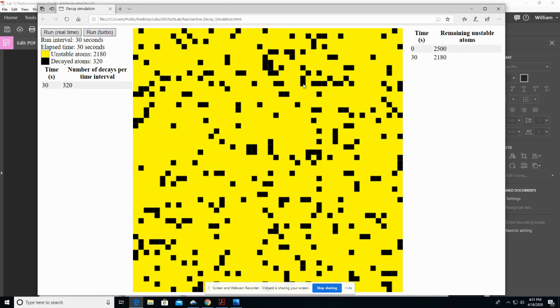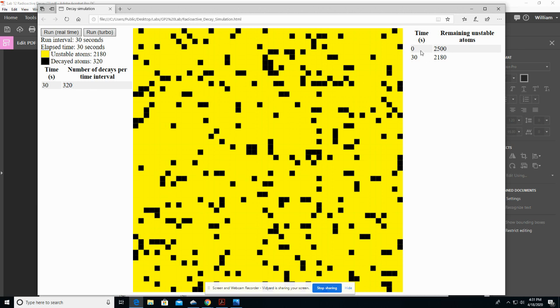Okay, cool. So we have an artificial yellow sample of radioactive material here. And essentially these black squares are the atoms that have decayed over 30 seconds. So here on the left side, we have a table of time and number of decays per time interval. So we had 320 atoms decay.